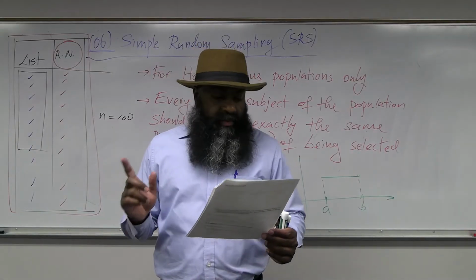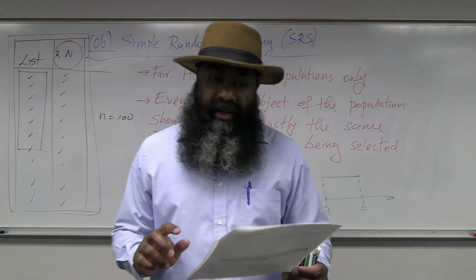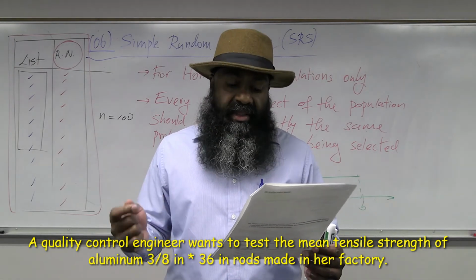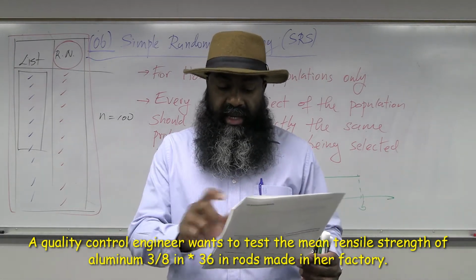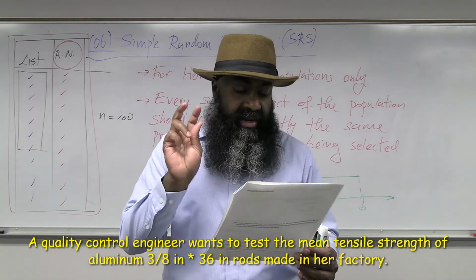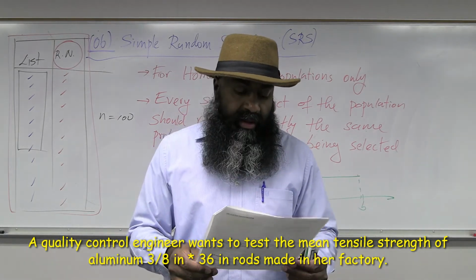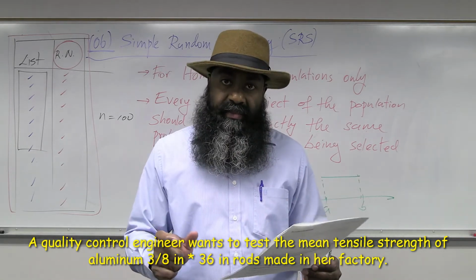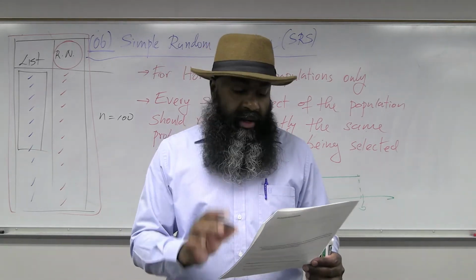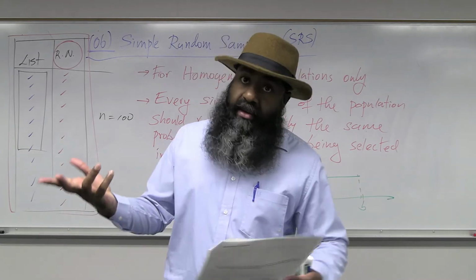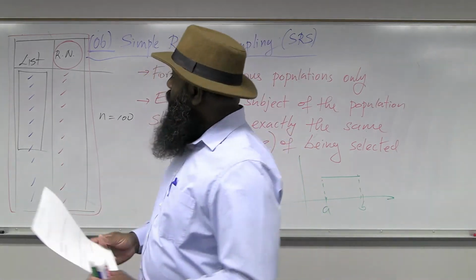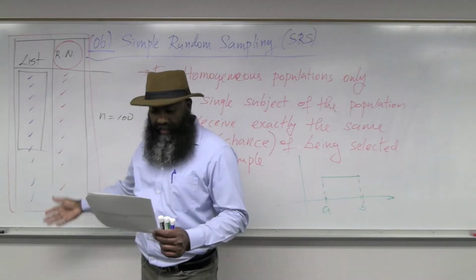All right, let's move on to the next point. Point number 7. A quality control engineer wants to test the mean tensile strength of aluminum rods. The dimensions are given. Those rods are made in her factory. Explain how to select a sample of 12 rods for testing. It's very important. You can expect one question like that for your exam number 2. So we will have to explain all these steps.